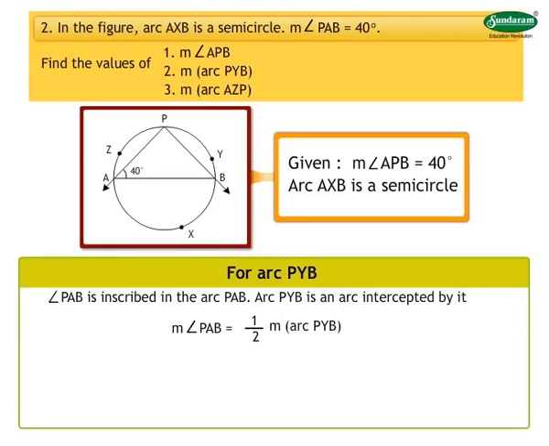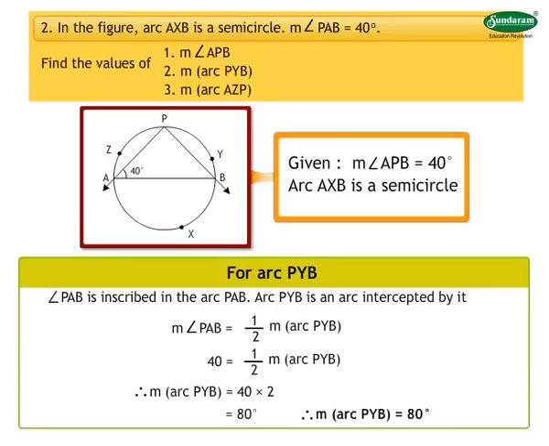By substituting, we get 40 is equal to half measure of arc PYB. Therefore, measure of arc PYB is equal to 40 into 2, equal to 80 degrees. Therefore, the measure of arc PYB is equal to 80 degrees.